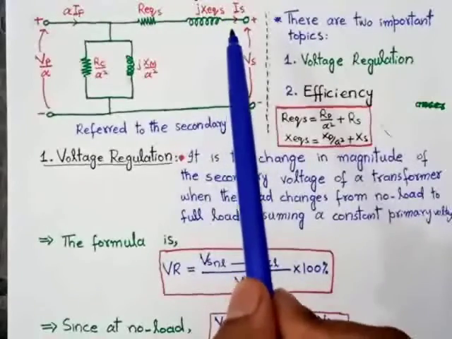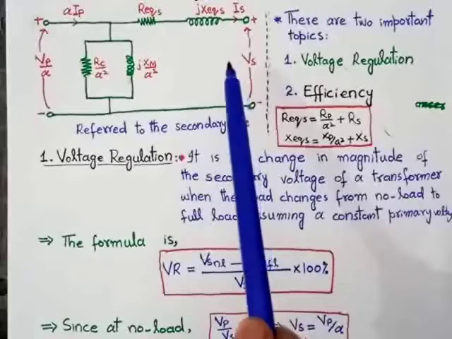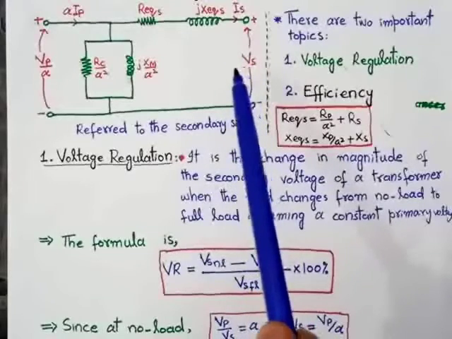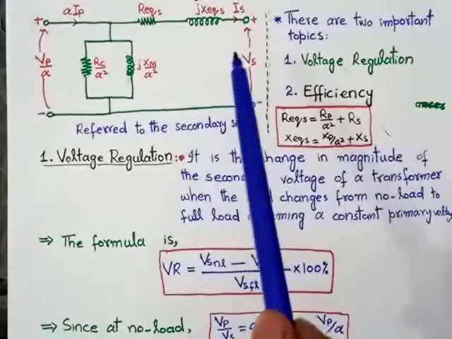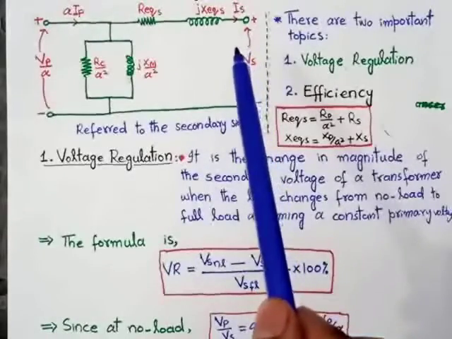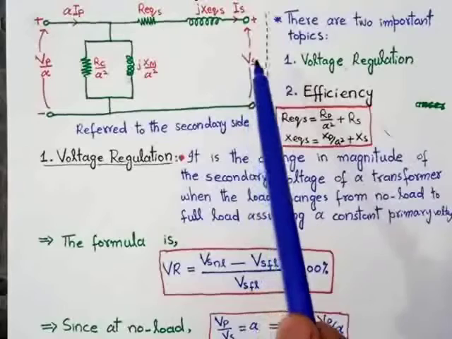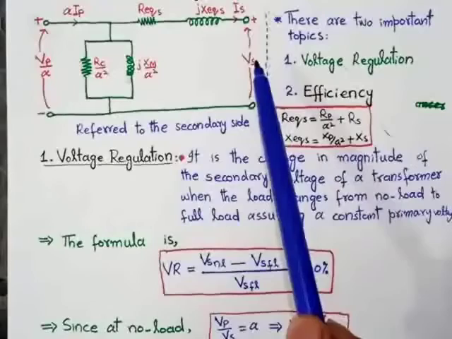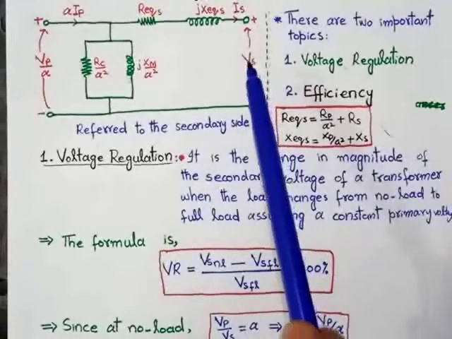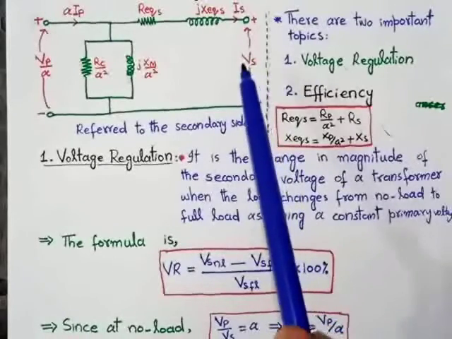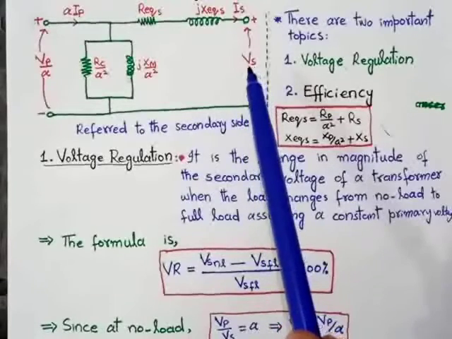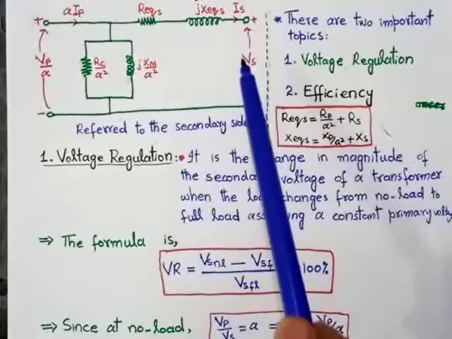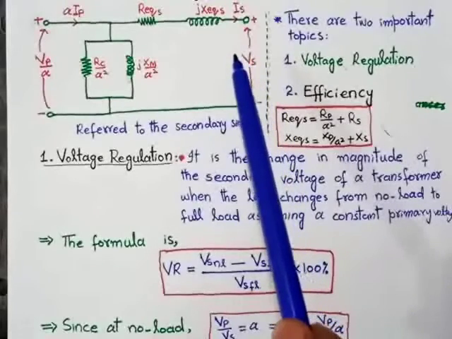When we connect the load across the secondary side of the transformer, as we have already discussed, we connect the secondary side of the transformer with the load and the primary side of the transformer with the power supply. So when we connect the load across the secondary side of the transformer, then the secondary voltage will drop. As we know, in case of inductive or resistive load, voltage drops. When the load increases, then the voltage drop will be more.